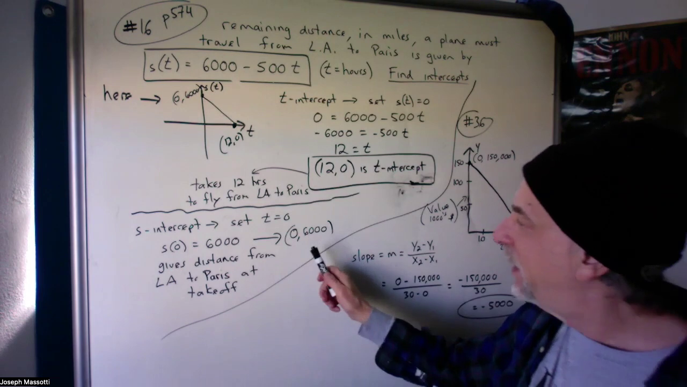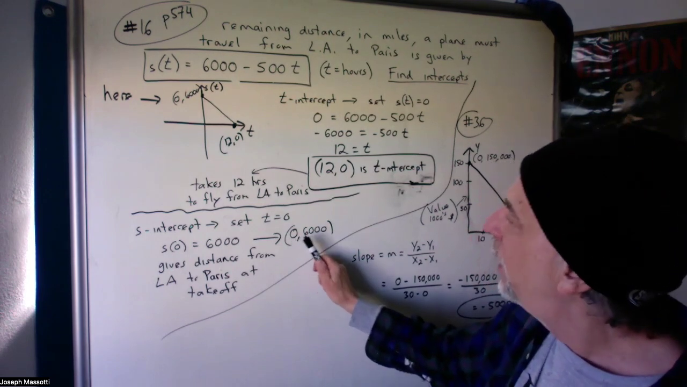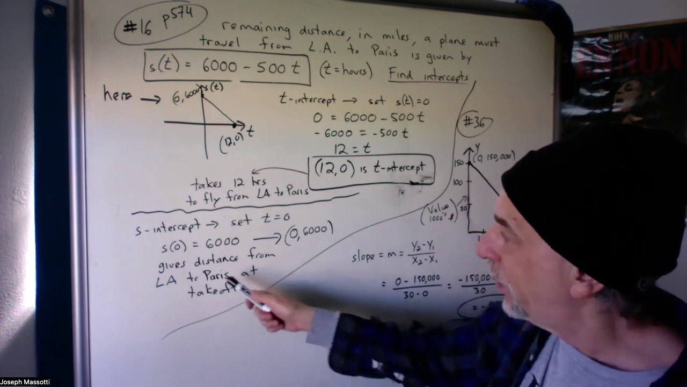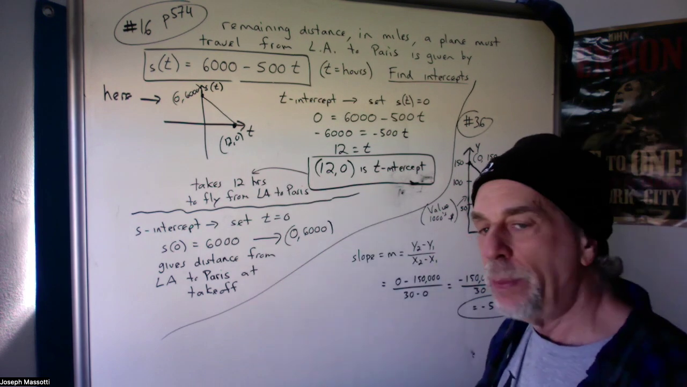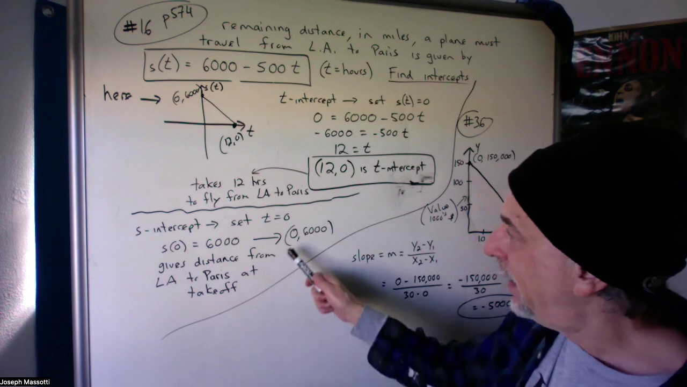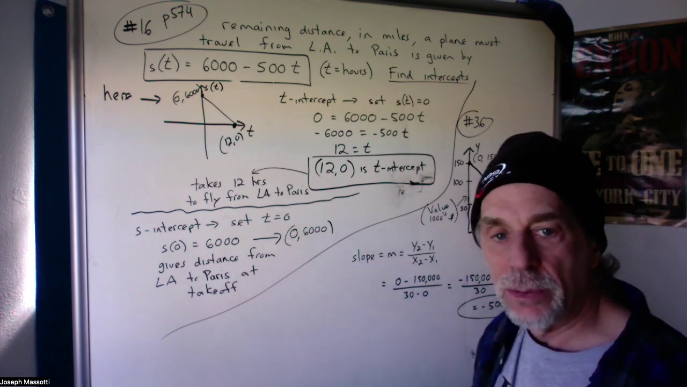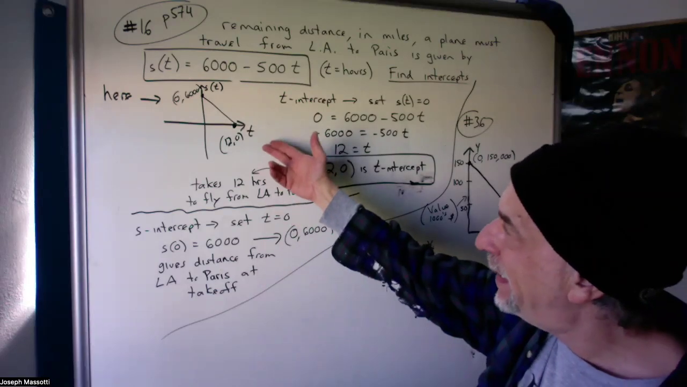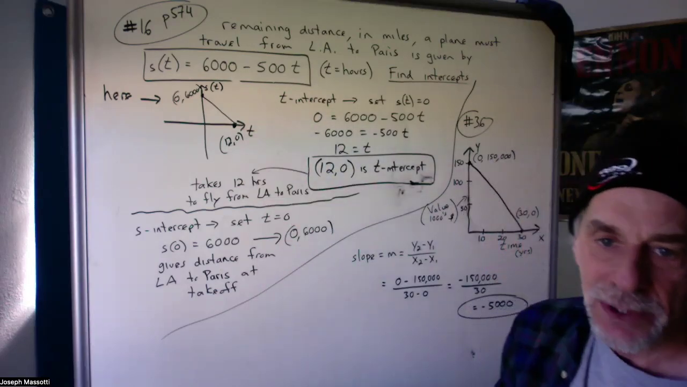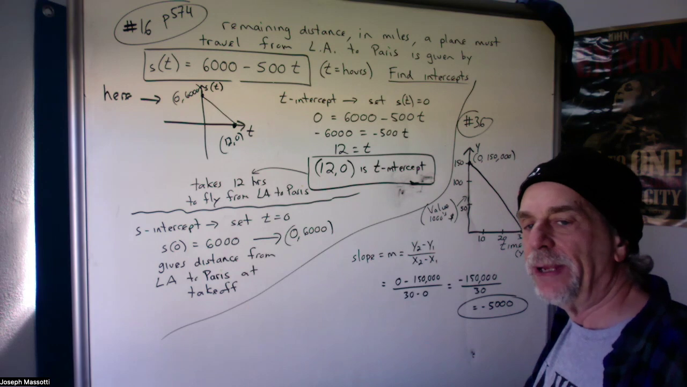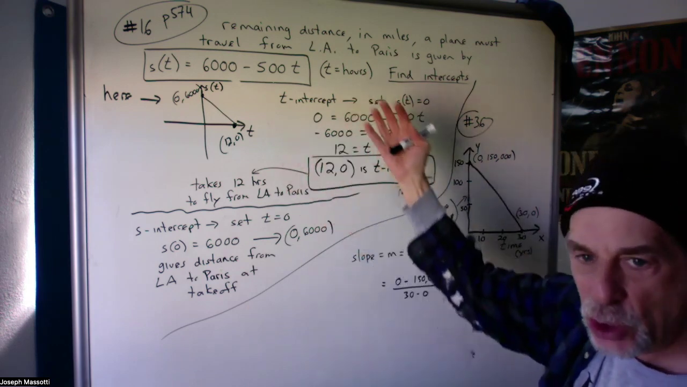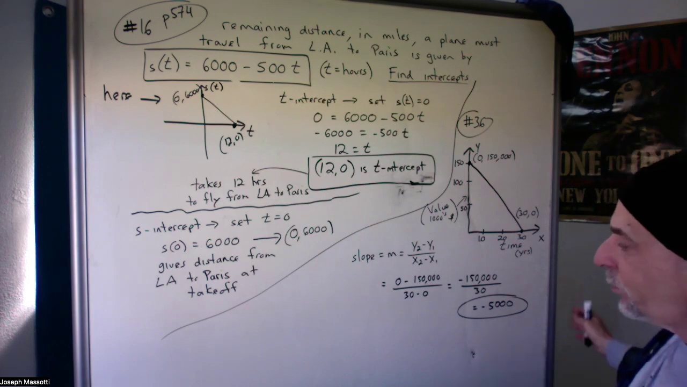So what does this mean? This means at time 0, the remaining distance to Paris is 6,000 miles. So that tells you the distance from LA to Paris at takeoff at time 0 is 6,000 miles. Right? X and Y intercepts, in this case, T and S intercepts, and be able to kind of explain what they mean in the context of a given situation such as this.